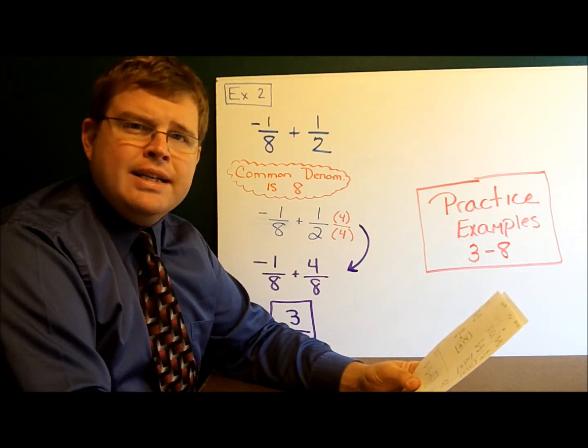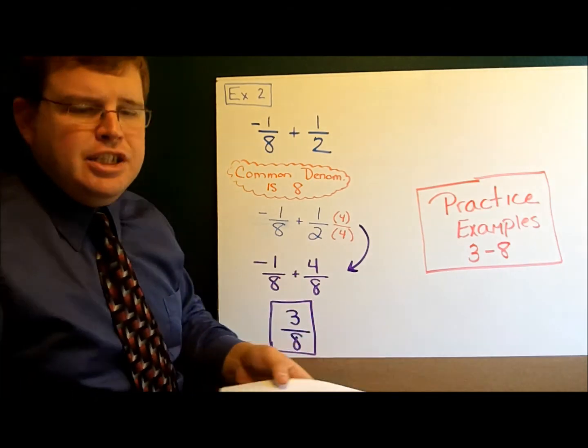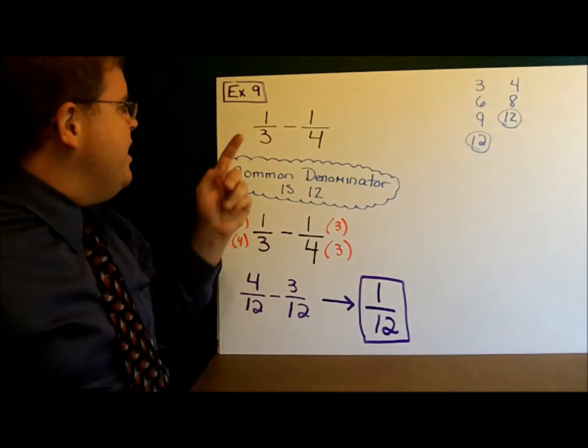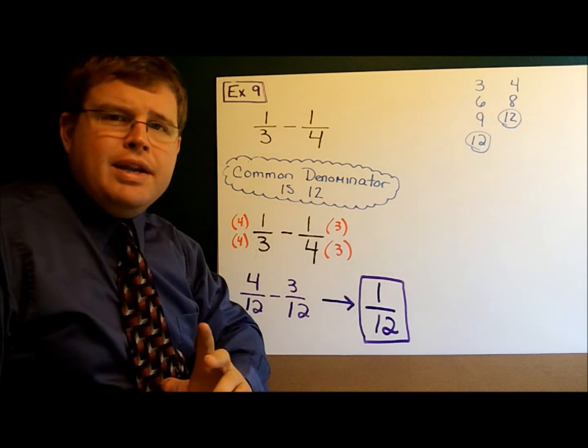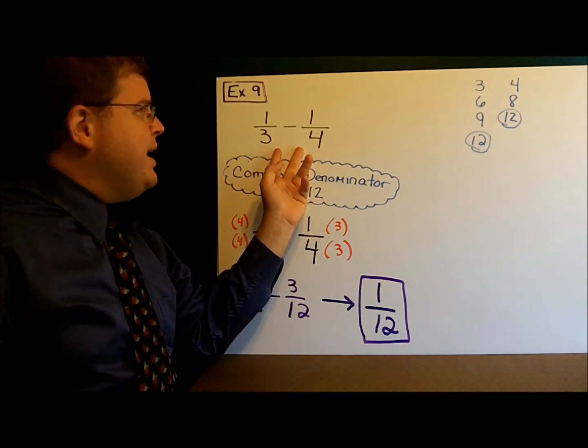Now let's take a look at an example with subtraction. It's actually the same thing as addition. In this example, this is example number 9, we have 1/3 minus 1/4. I need a common denominator. And so I found out that the common denominator will be 12.